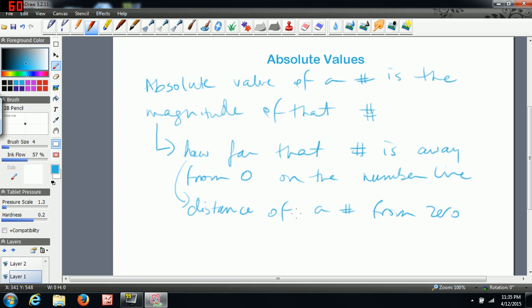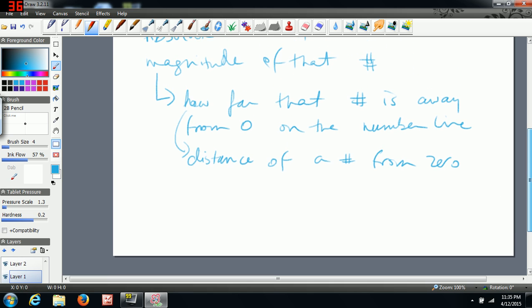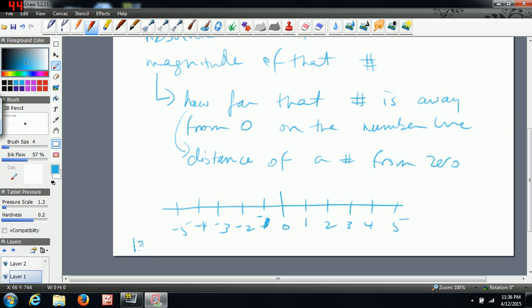Okay, so if we actually drew that on a number line, 0 is in the center, and if we put positives here, and we put negatives here, -1, -2, -3, -4, -5. If I wanted to know the absolute value of, say, 3, well, I would go, okay, 3's here, and here's 0, so 3 is how far away from 0? Well, it's 1, 2, 3 units away, so the answer would be 3.